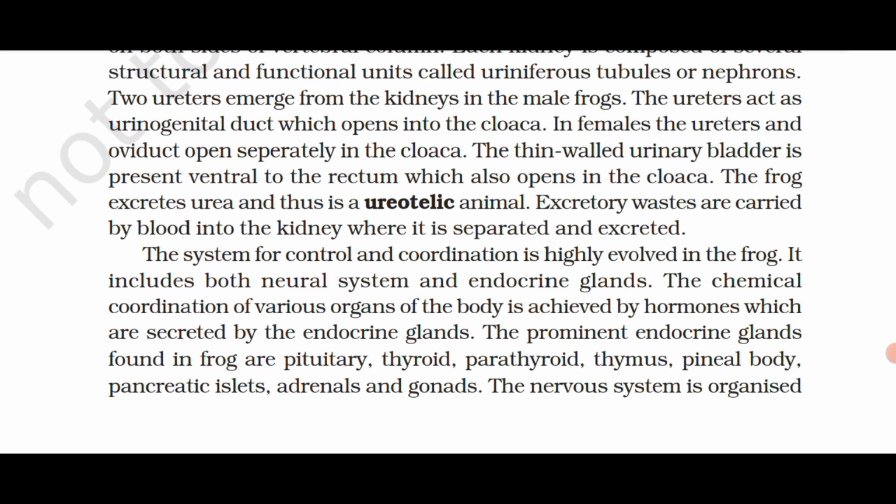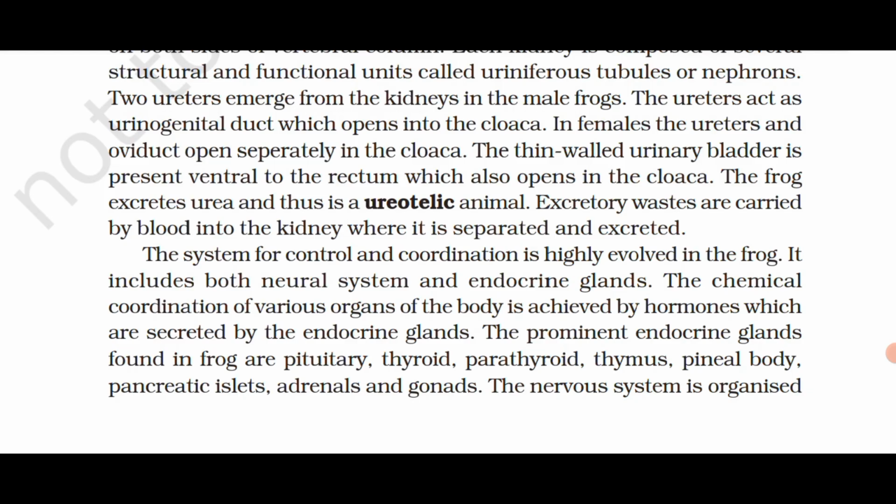The system for control and coordination is highly evolved in the frog. It includes both the neural system and endocrine glands. The chemical coordination of various organs of the body is achieved by hormones, which are secreted by the endocrine glands. The prominent endocrine glands found in frogs are pituitary, thyroid, parathyroid, thymus, pineal body, pancreatic islets, adrenal, and gonads.